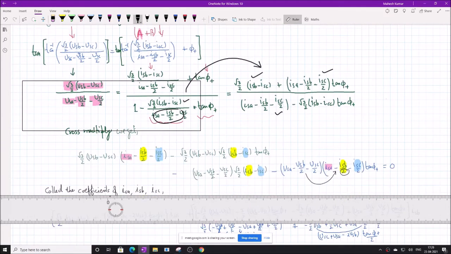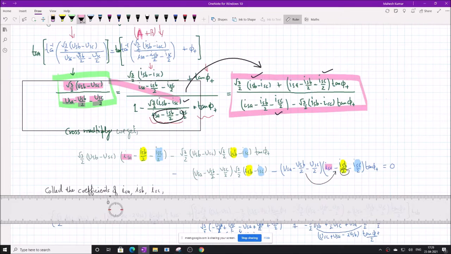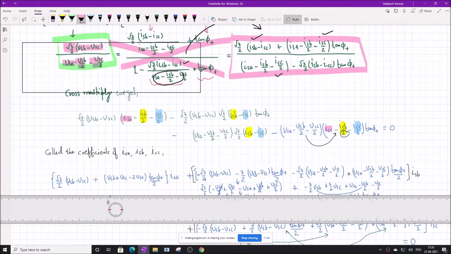Therefore we have this equation. On the left hand side we have this term, and on the right hand side we have this term. Then we cross multiply this into this, equal to this into this. So if we cross multiply, this factor into this one becomes root 3 by 2 into BSB minus BSC into this term. It will come here. Then the same factor into this term.